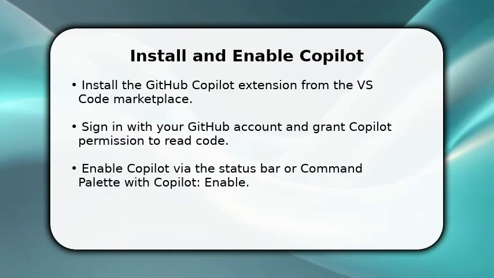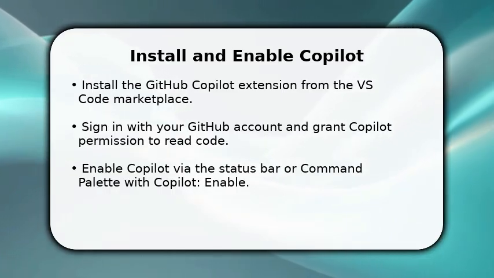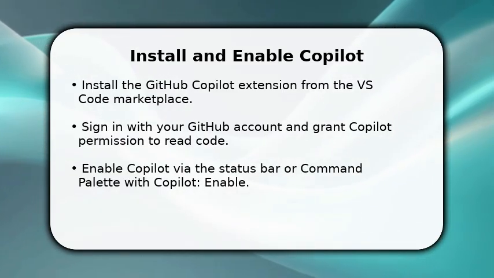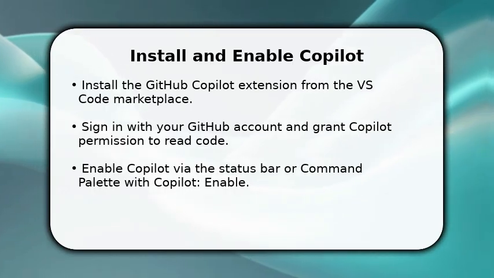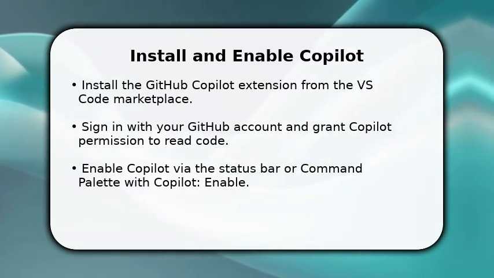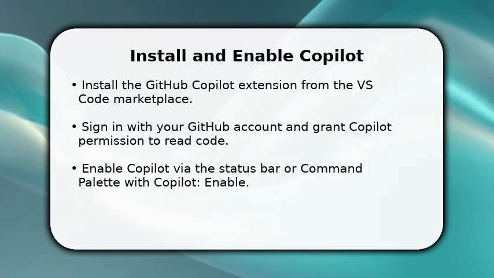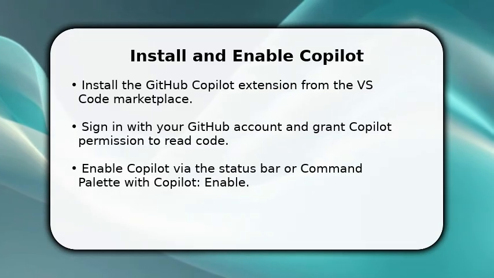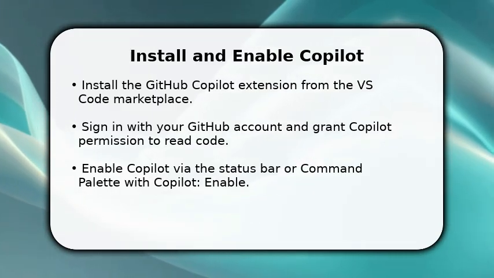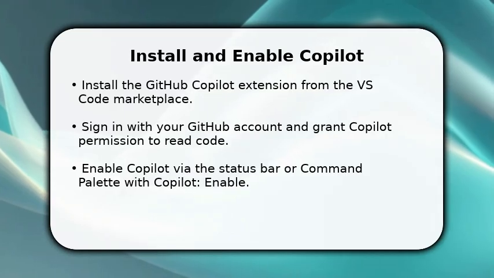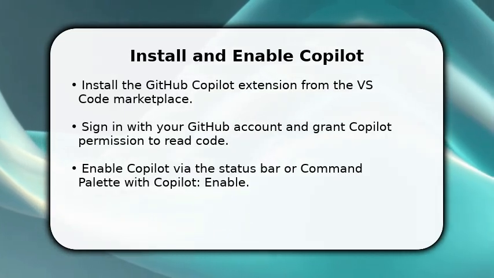Open Visual Studio Code and install the GitHub Copilot extension from the marketplace. Sign in with your GitHub account and grant Copilot permission to read your code. Enable Copilot from the status bar or command palette using the Copilot Enable command. Choose inline suggestions or Copilot chat depending on your plan and workflow preference.